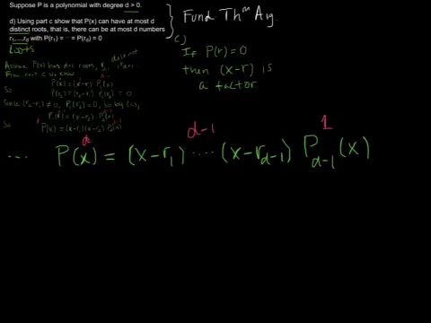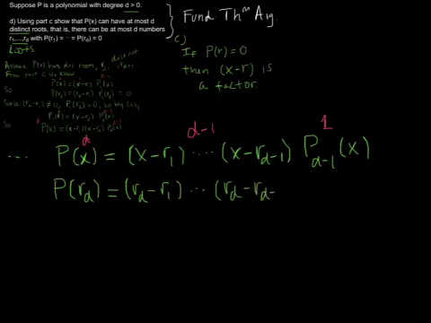So we're going to input p of r sub d, which we're hoping is our last root. Well, that's going to give us r sub d minus r sub 1 times r sub d minus r sub d minus 1 times p sub d minus 1 of r sub d.